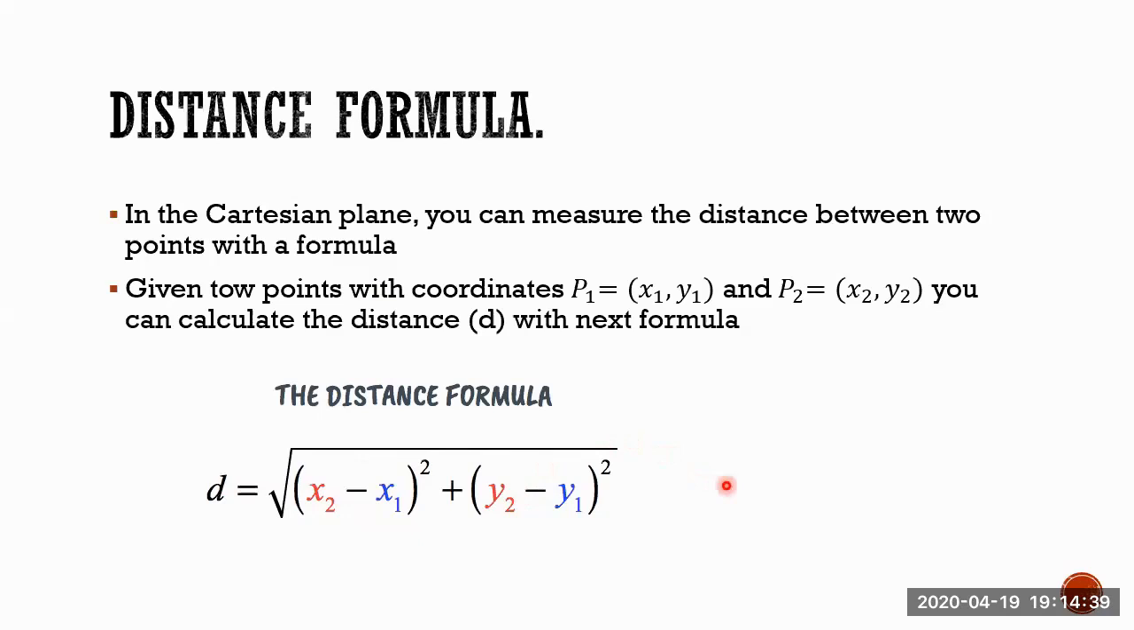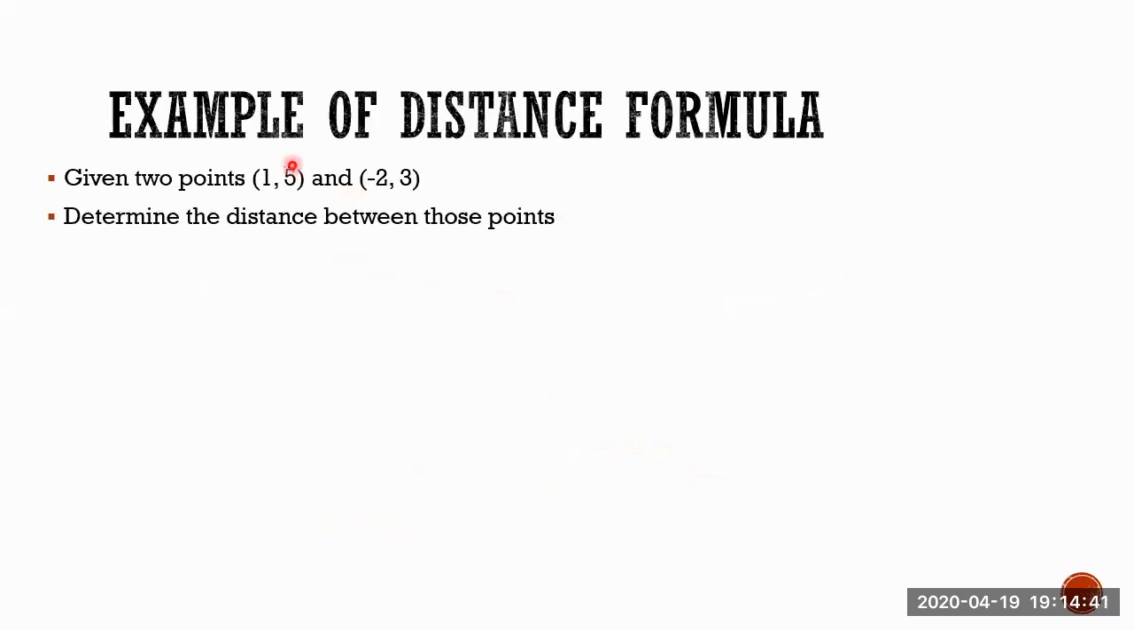Here's one example, given 2 points, 1, 5 and negative 2, 3. I want you to get the distance between those points. So how can you get it? We're going to use the distance formula. The distance formula just needs this, that you have 2 points.